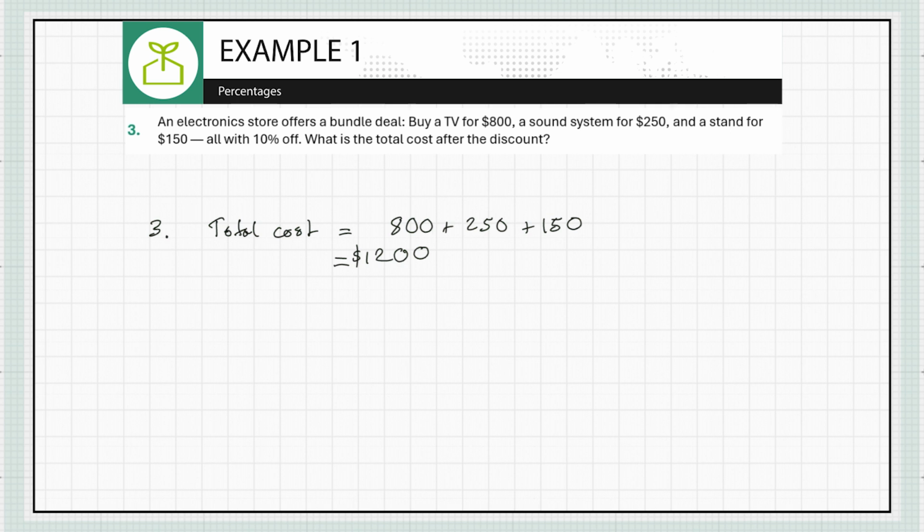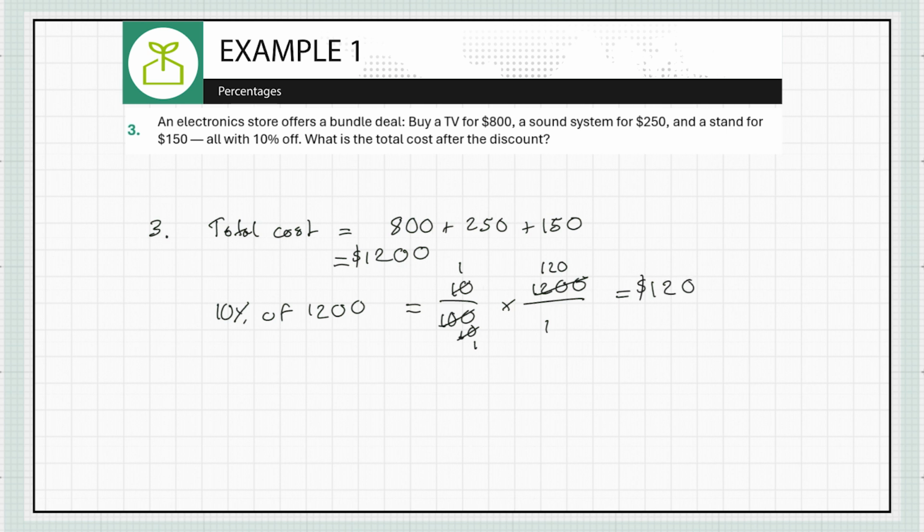Now, for 10% off, we just need to work out 10% of 1200, and that equals 10 over 100 multiplied by 1200 over 1. So we can simplify this down by dividing by 10, and I will get 10, and I will get 1. And then I can simplify this further, divide the bottom by 10, I will get 1, and the top by 10, I will get 120. So the discount is going to be equal to $120.